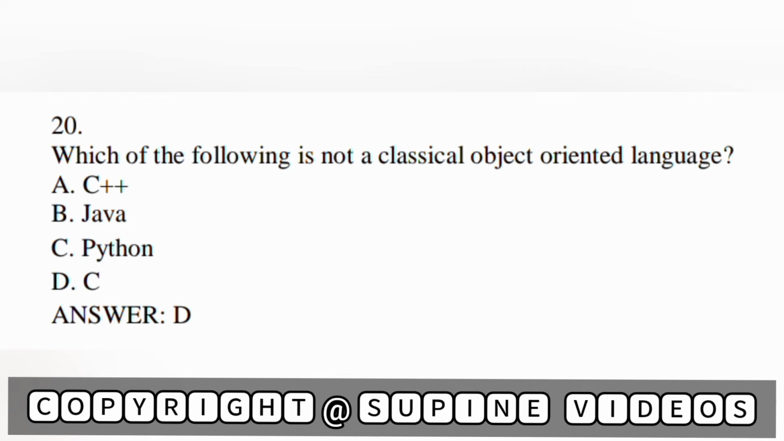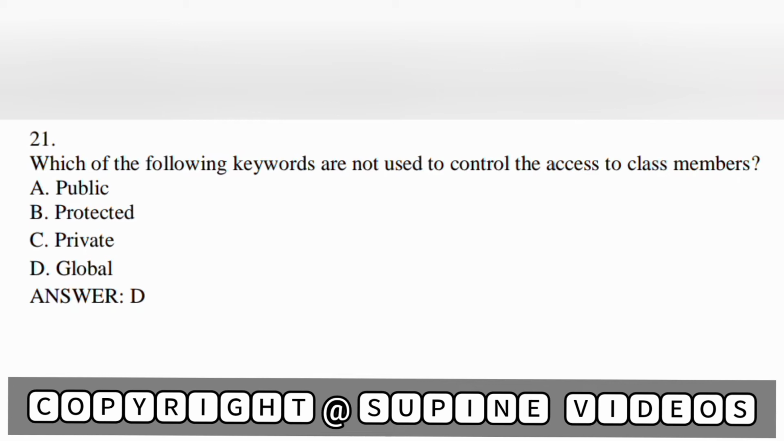C. Question number 21. Which of the following keywords are not used to control the access to class members? Your options are A. Public, B. Protected, C. Private, D. Global. The answer is option D.